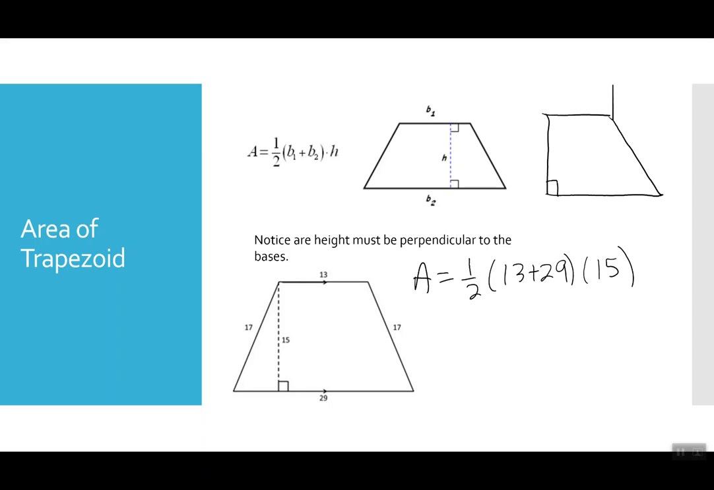Now you can put all of this in your calculator at once. Just remember to use parentheses. That way it will first add the 13 and the 29 before it multiplies by 15. I have an area that's equal to 315.